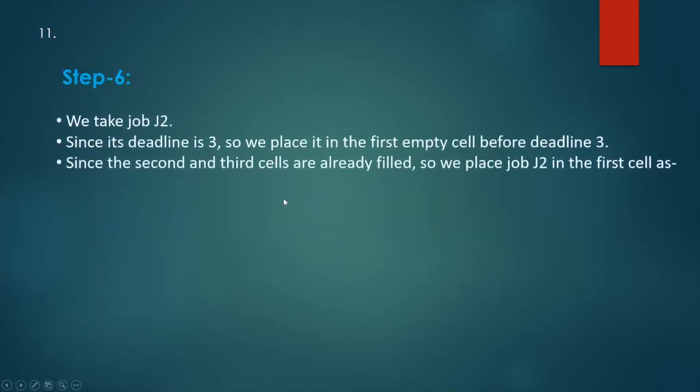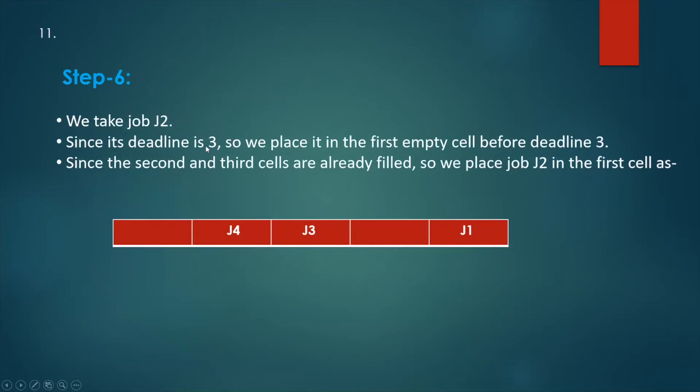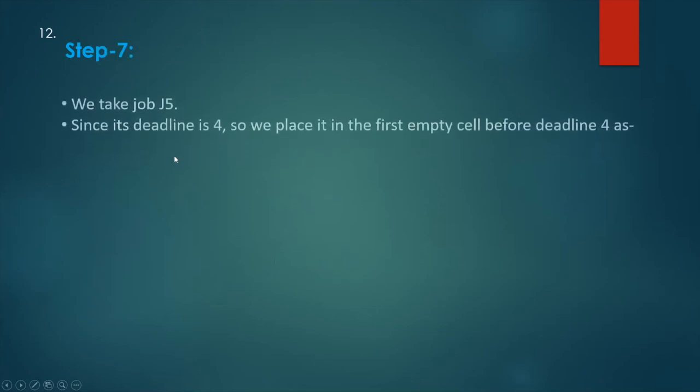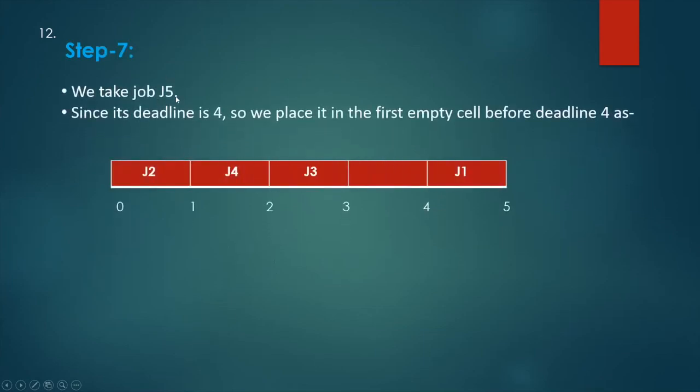Step 6, the deadline of job 2 is 3. According to the algorithm, we will put job 2 as far as possible from 0. But here is a problem. If we want to put job 2 into the 3rd slot, we see that the 3rd slot is not empty. So we move to the 2nd slot. The 2nd slot is also not empty, so we move to the 1st slot, and we see that the 1st slot is empty. So we put job 2 into the 1st slot. Step 7 is also the same as before. The deadline of job 5 is 4, so we put job 5 into the 4th slot.